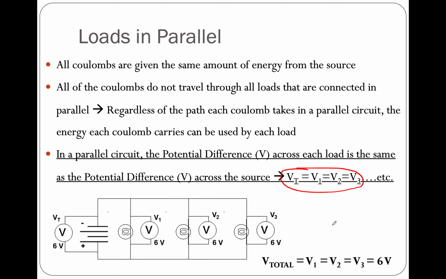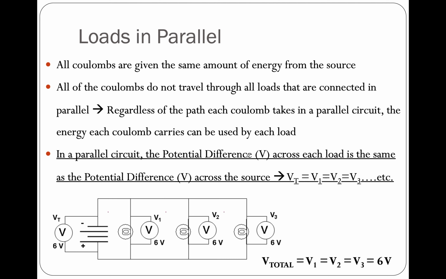Hopefully. Okay, let's go through the voltage again then. All the coulombs, all the charge, do not travel through all loads that are connected in parallel. So all the charge gets split like we talked about. But regardless of the path that the charge takes, the energy each coulomb carries can be used by each load. This is the interesting thing: when the current is splitting, each path still needs the same amount of energy so that each of these bulbs can work properly. So the current will split up in such a way that the energy can be the same at each bulb.